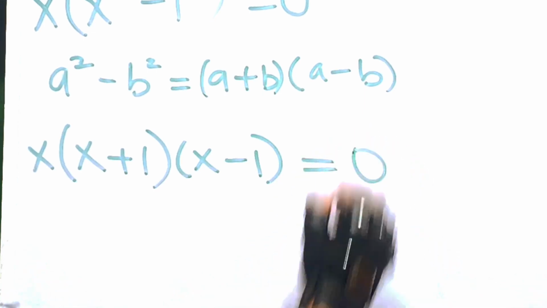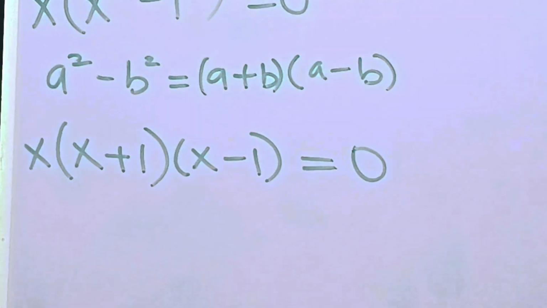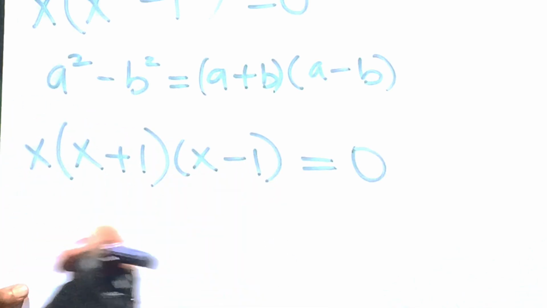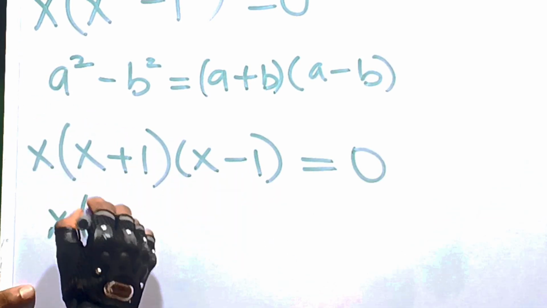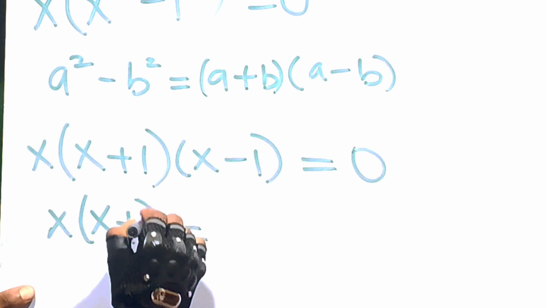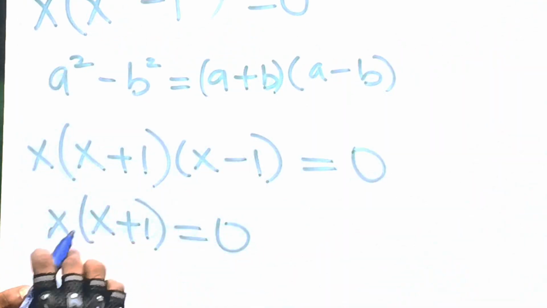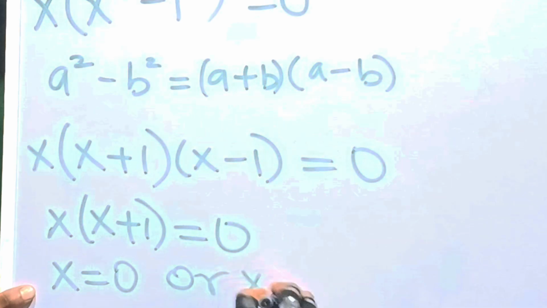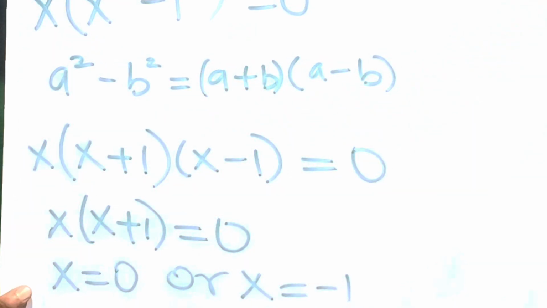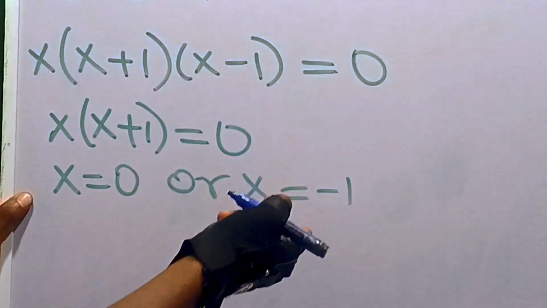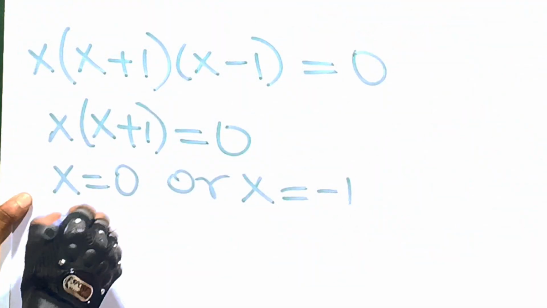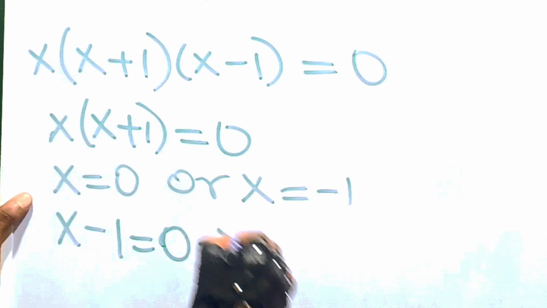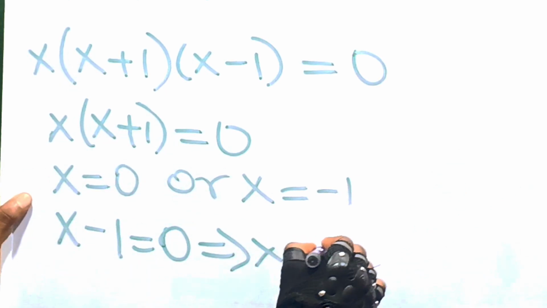equal to 0. So again, we ask ourselves, when the product of two things is equal to 0, either the first one is equal to 0 or the second one is equal to 0. So it's either that x into x plus 1 is equal to 0. Again, the product of two things is equal to 0, so either x is equal to 0 or x is equal to negative 1, because x plus 1 equal to 0 means that x is equal to negative 1. Or we have that x minus 1 is equal to 0, implying that x is equal to plus 1.